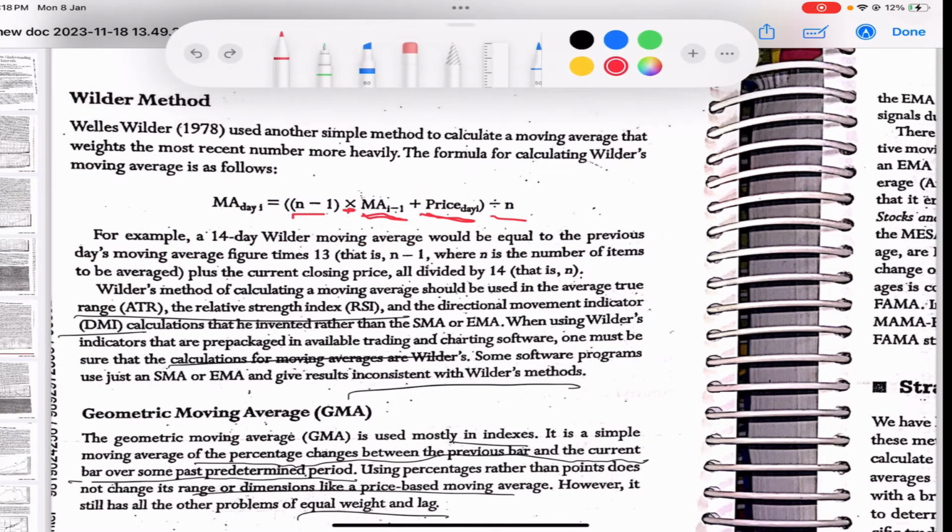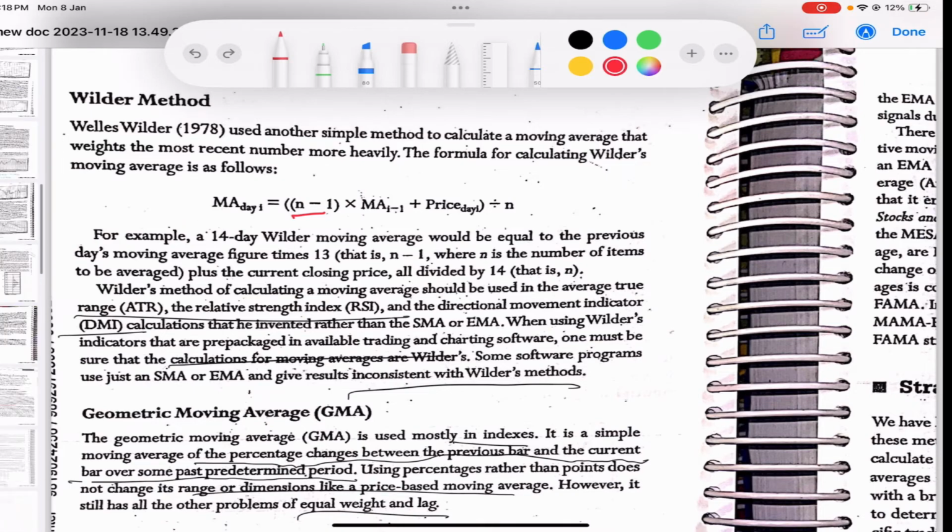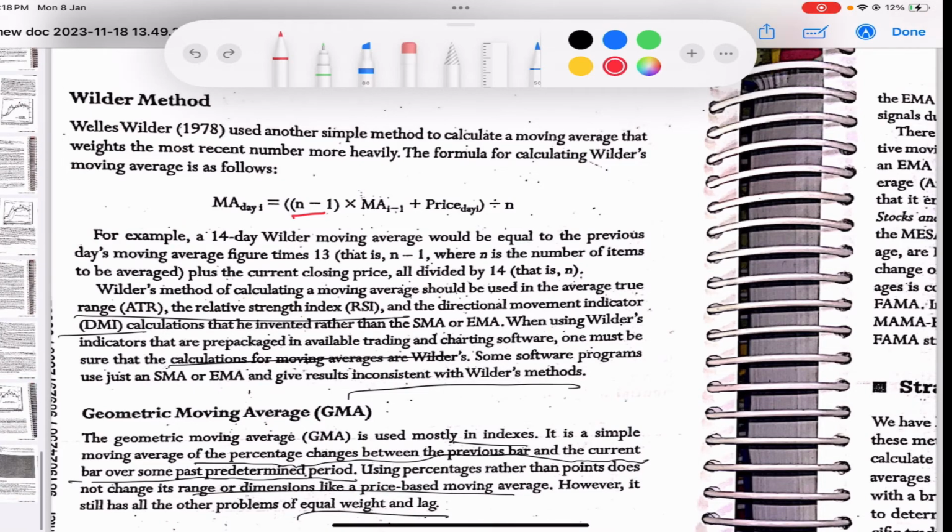Wilder's moving average is the moving average which is basically used in RSI, ATR, DMI. You need to keep that in mind, okay? And whenever you're using charting software, you need to make sure that Wilder's moving average should only be included, because if you're not using Wilder's moving average and you're using ATR with some other moving average, then your results will be incorrect. So you need to keep that in mind.